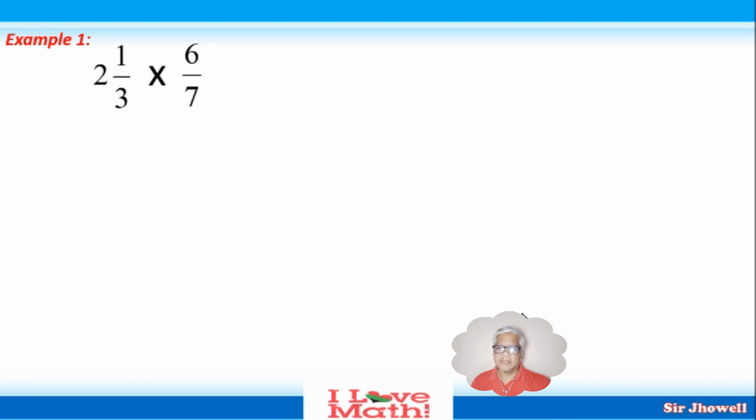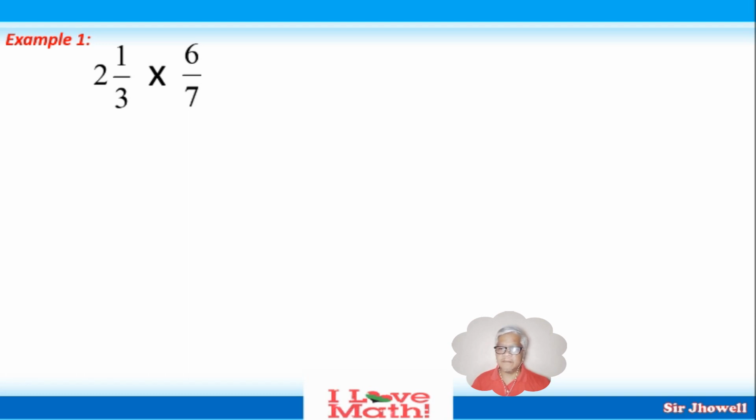Example number 1. 2 and 1 over 3 times 6 over 7. If you look at our problem, there is a given mixed number. Yun yung 2 and 1/3. And then given fraction, 6 over 7 or 6 sevenths. Paano kaya kukunin ang product ng mixed number and fraction?